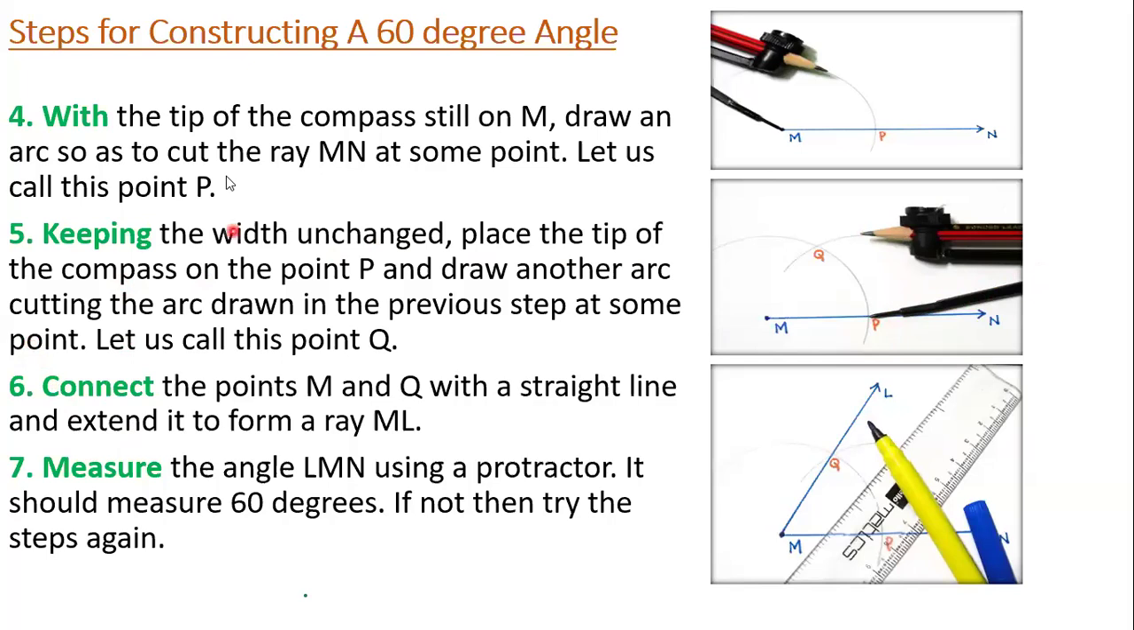number 7. Measure the angle MLMN using a protractor. It should measure 60 degrees. If not, then try the steps again. Very good.